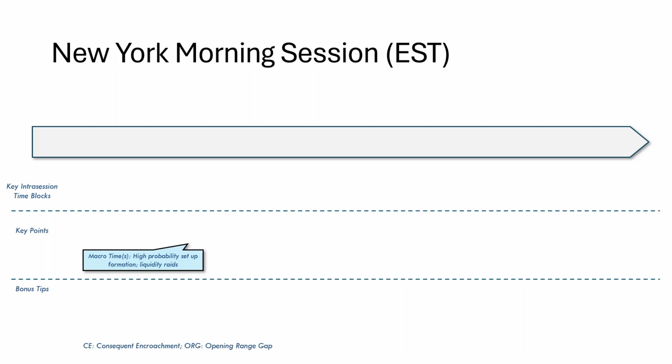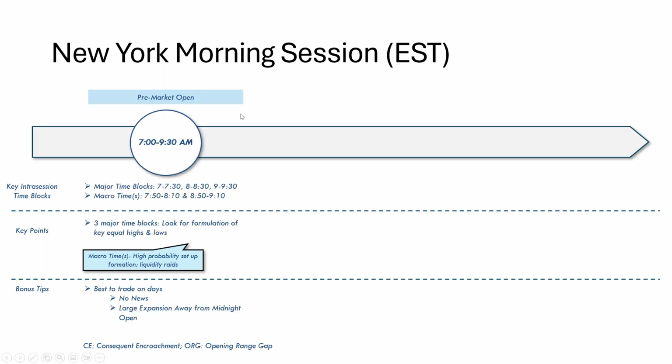Now, as you can see here, we're going to break down the New York morning session into three phases. And within each phase, we're going to be talking about key intra-session time blocks, key points to keep in mind, essentially takeaways, and any bonus tips that you're going to need to learn. So first, we're going to start with pre-market open. Now, this typically happens between 7 to 9:30 a.m.